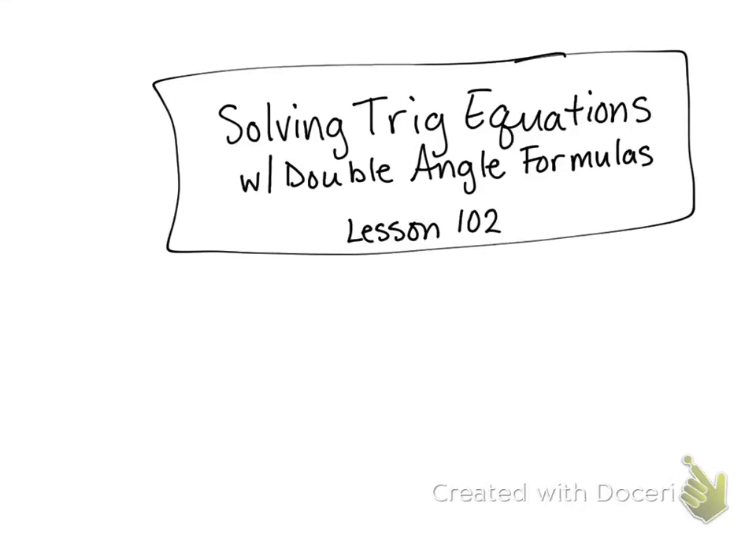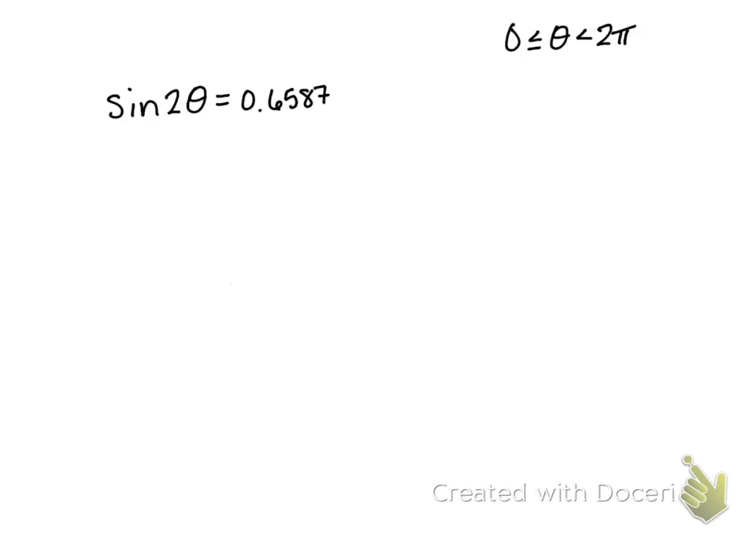This video is talking about lesson 102 in pre-calculus and trigonometry, which is solving trig equations with double angles. Our first example, we have sine of 2 theta is equal to 0.6587, and we're restricting this to values of theta between 0 and 2 pi.